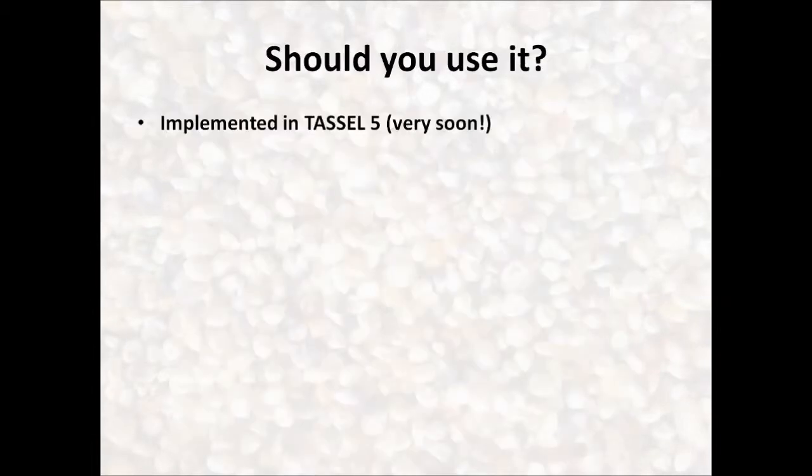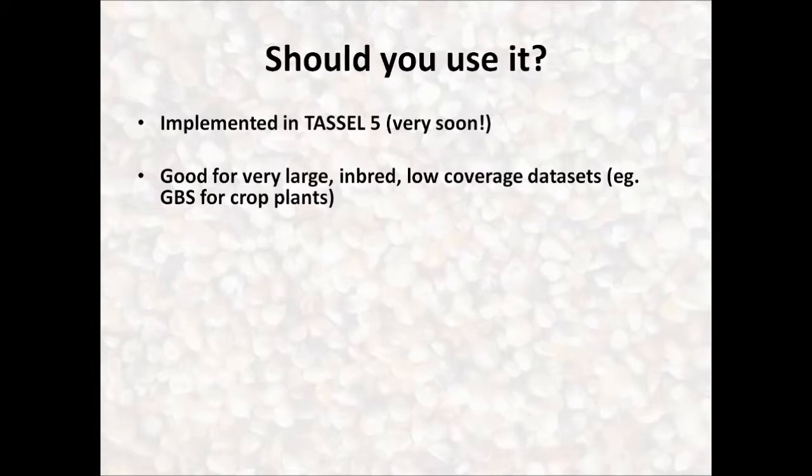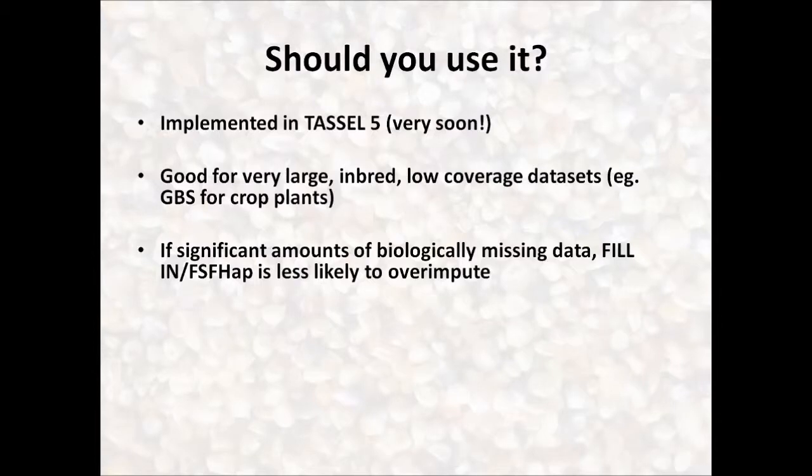So should you use it? It's going to be implemented in TASSEL 5 with documentation and whatnot. They're submitting a paper on it. It's good for very large inbred low coverage data sets like GBS in crop plants. If there's a lot of biologically missing data, then either FILLIN or FSFHap is going to be less likely to over-impute over top of those really missing chunks of DNA.